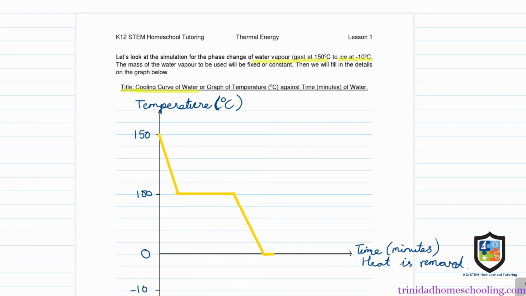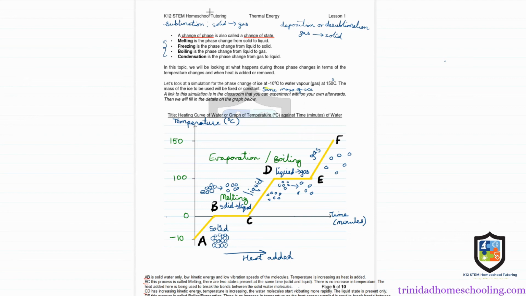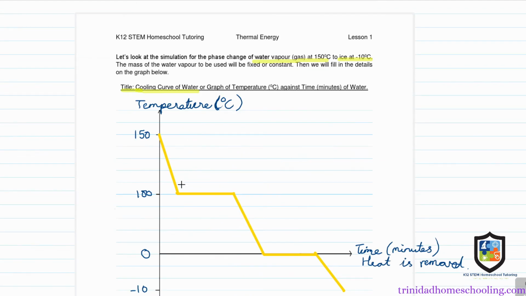And then here another phase change will happen, from liquid to solid. And then we will cool the solid a little more all the way down to minus 10 degrees. Okay, so if we look at the previous graph, it's opposite. We started here and we went up. And in this one, for the cooling curve, we're starting at a high temperature and we're decreasing.